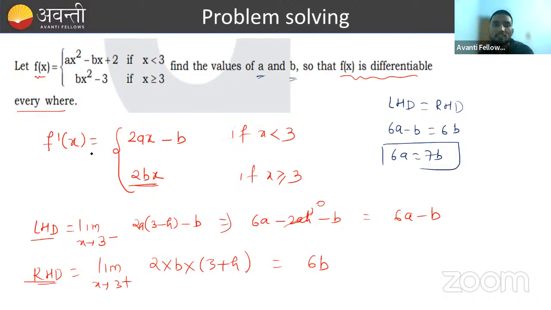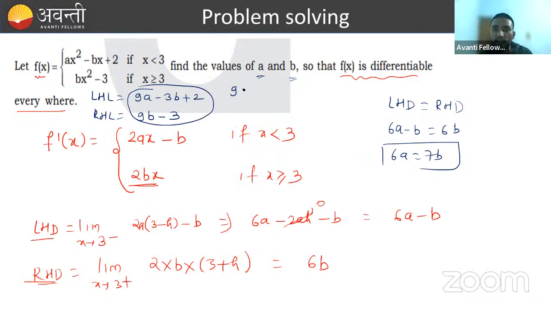If I write LHL, what I need to do is put this 3, it will be 9a minus 3b plus 2. And if I find RHL, it will be 3 whole square, this is 9b minus 3. So if it is continuous, then both should be equal. We can write 9a minus 3b plus 2 is equal to 9b minus 3. So here we will get 9a minus 12b plus 5 is equal to 0.